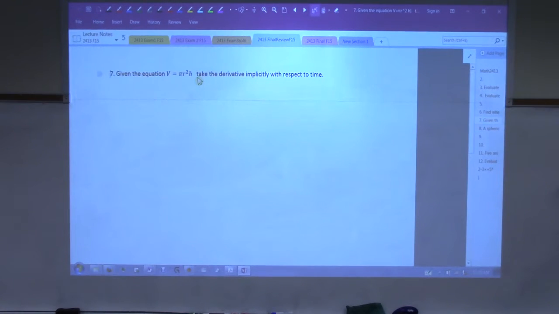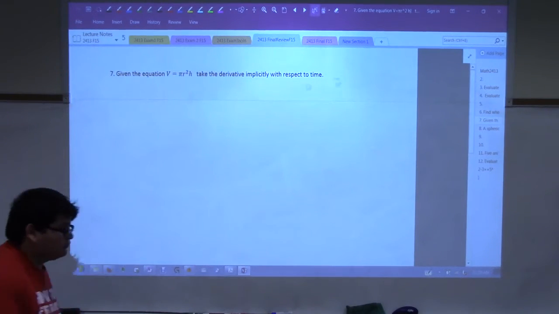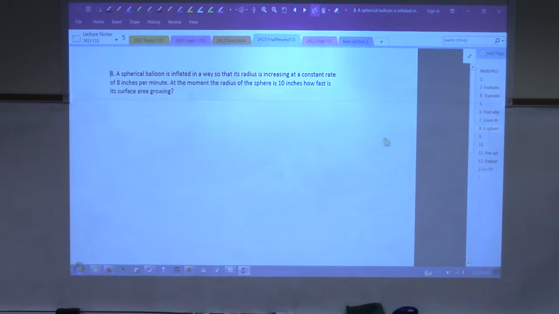Here's an equation. Find the derivative implicitly with respect to time. So like, take the derivative of the left side, derivative of v with respect to t is dv dt. There's some product rule on the right-hand side. A spherical balloon is inflated in a way that its radius is increasing at a constant rate. Related rates. A very simple related rate problem. It's not like the light shining on a person's wall. It's not a complicated geometry in this problem. It's a balloon, it's a sphere.